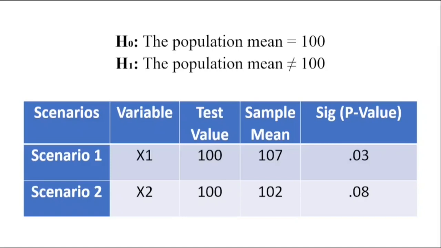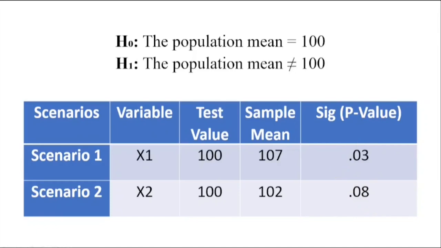proceed. In this table, the test value is the known mean value that you are comparing your data with. The sample mean is the mean value that you have calculated from your own data, while the p-value is like the judge and jury and the determinant of whether the results from your sample data are statistically significant, which is used to reach a decision whether to reject or fail to reject the null hypothesis.